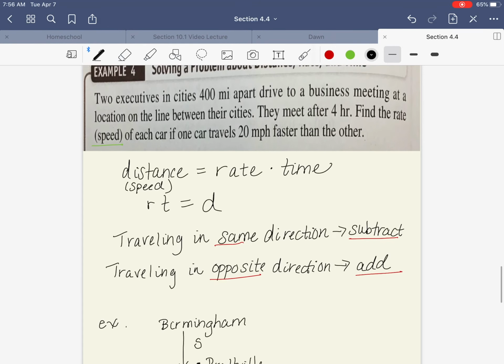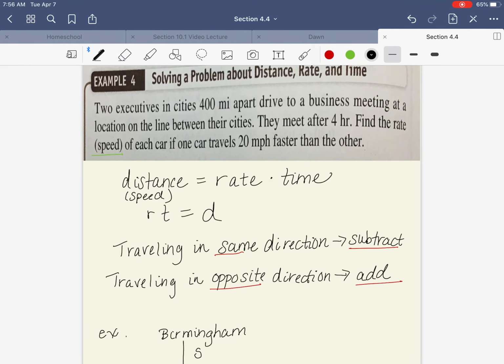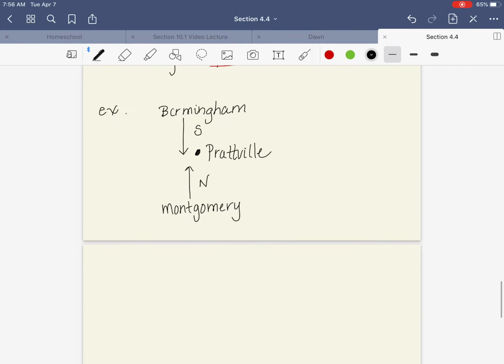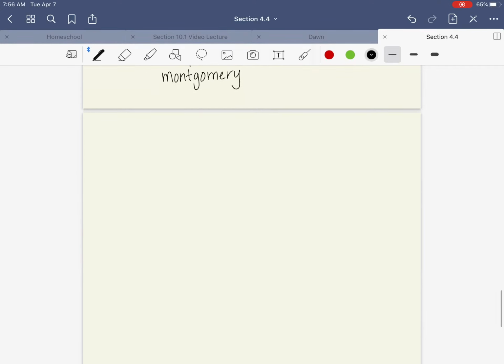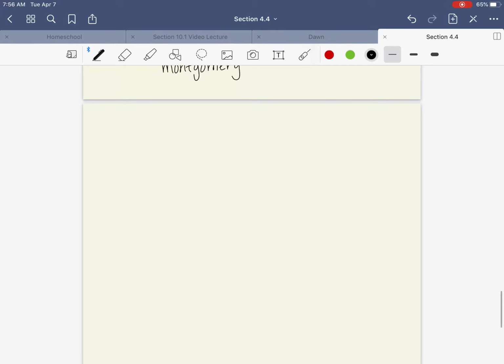All right, so for this question, it says two executives in cities 400 miles apart drive to a business meeting at a location on the line between their cities. They meet after 4 hours. Find the rate or the speed of each car if one travels 20 miles per hour faster than the other. All right, so these two cars are going in the same direction, so we would subtract. So the first equation would be x minus y.